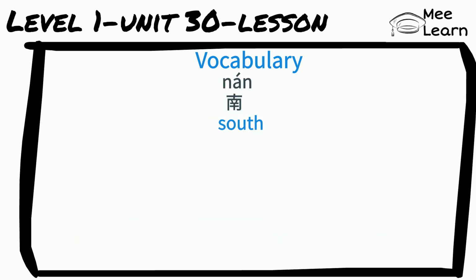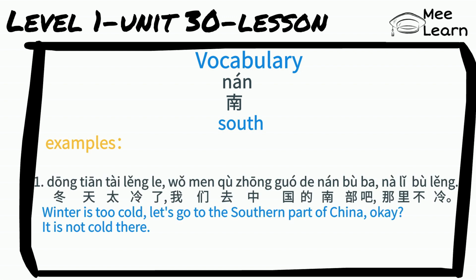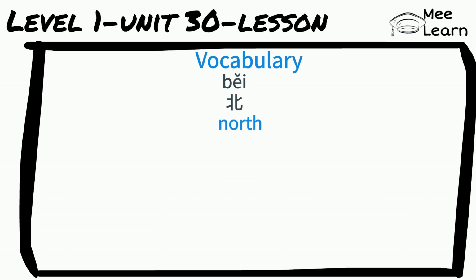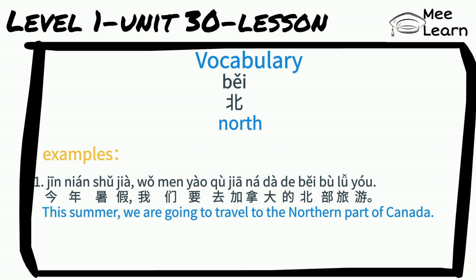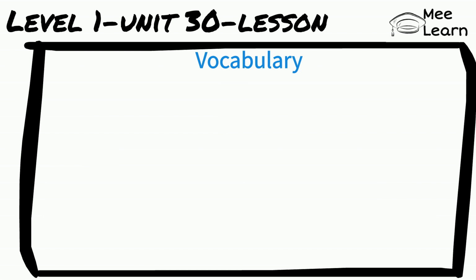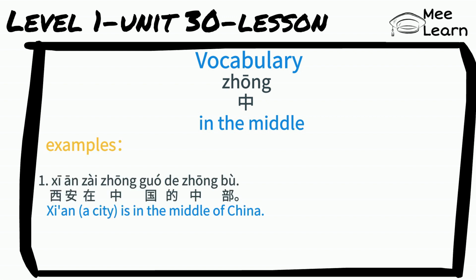南 south. For example, 冬天太冷了，我们去中国的南部吧，那里不冷。Winter is too cold. Let's go to the southern part of China, okay? It's not cold there. 北 north. 今年暑假我们要去加拿大的北部旅游。This summer, we are going to travel to the northern part of Canada. 中 in the middle. 西安在中国的中部。西安 is in the middle of China.